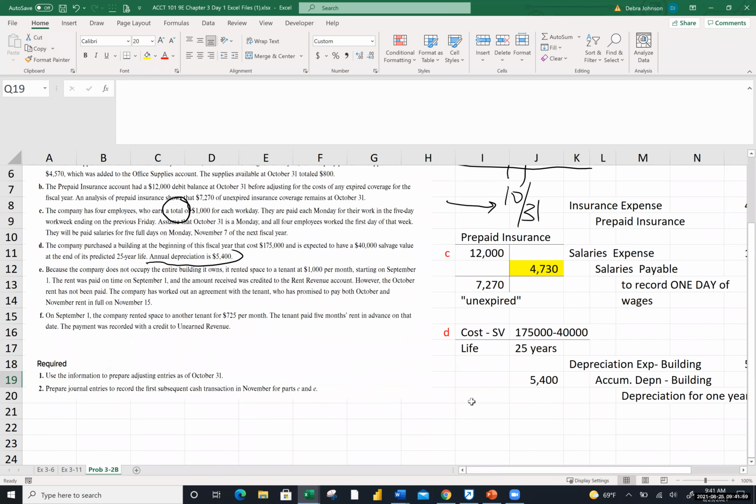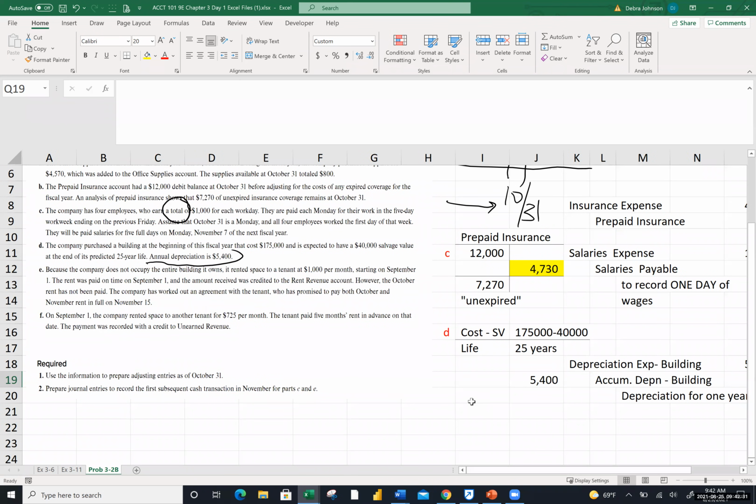Okay, letter E then, if I don't hear any questions. The company does not occupy the entire building it owns, so it rented space out to a tenant at $1,000 per month, starting on September 1st. The rent was paid on time on September 1st, and the amount received was credited to rent revenue.